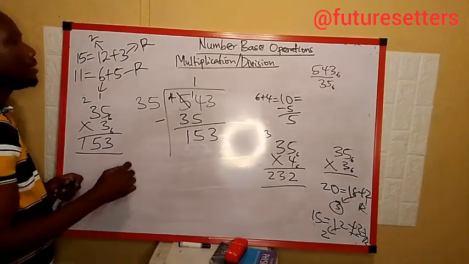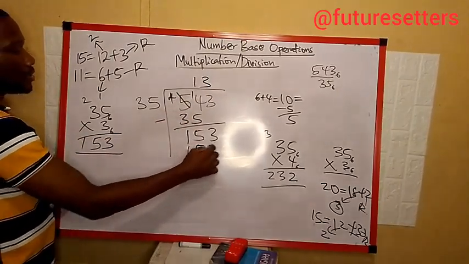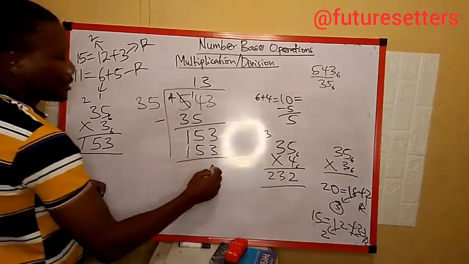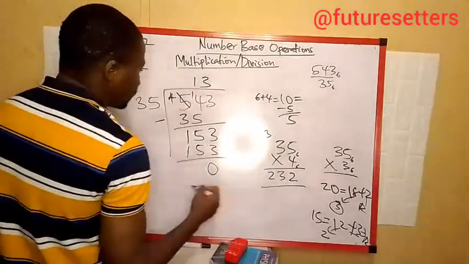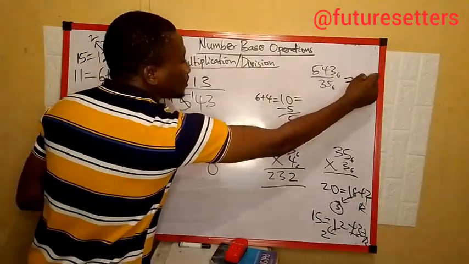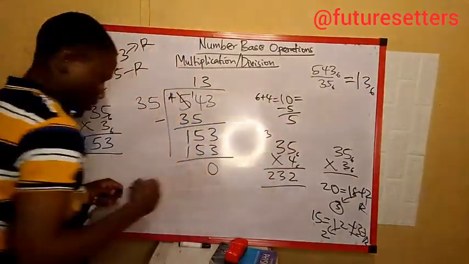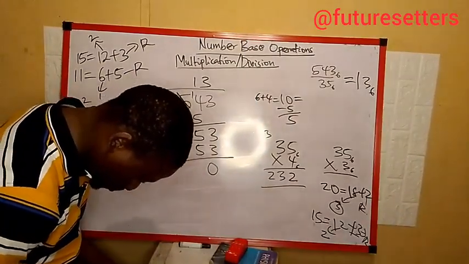And this automatically means that 3 times 35 will give us 153, and when we subtract it, it gives us 0. So therefore it implies that 543 divided by 35 base 6 is equal to 13 base 6.